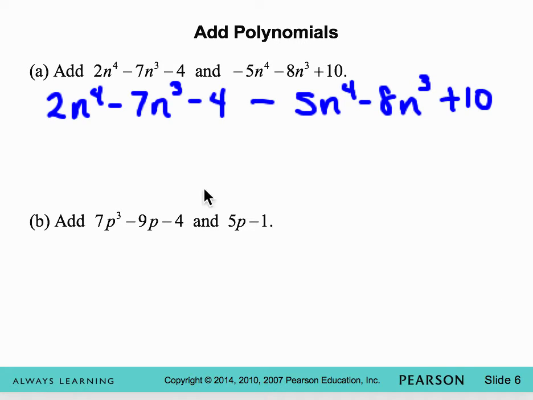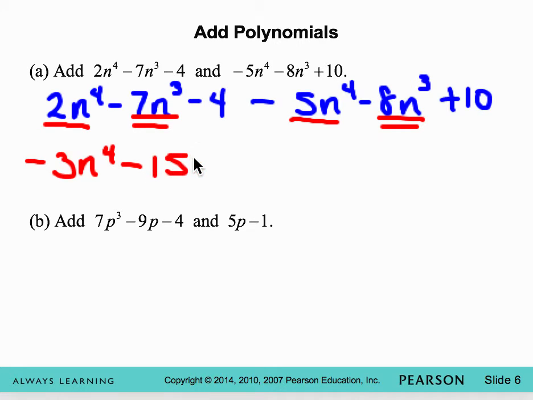Okay, so is there another n to the 4th? Yes, no more. 2 minus 5, that's -3 n to the 4th. Let's look for n cubes. Oh, here's one. -7 minus 8, -15 n cubed. Okay, just a constant term left. Oh, and here's a constant term. So 10 minus 4, +6. And once again, at a glance, I can tell I've used every term.